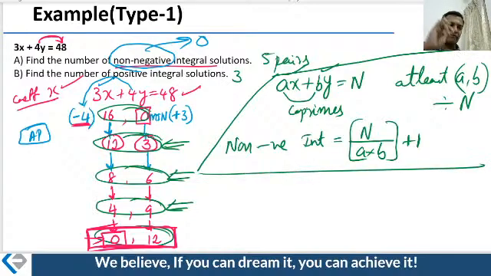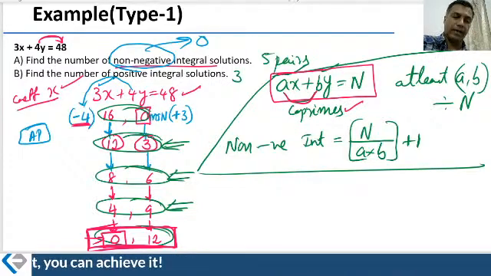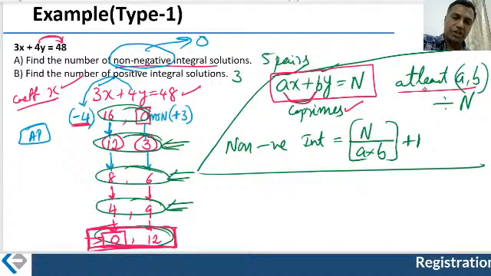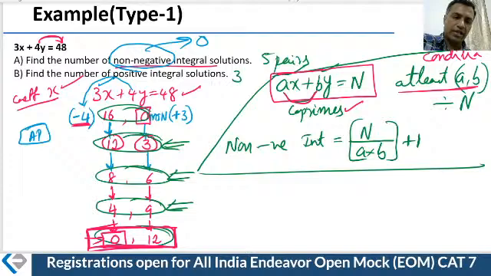I will repeat this piece of information once again. If the structure is ax plus by is equal to n, in which a and b are co-primes, then the condition is that at least one among a and b divides n. Then the number of non-negative integral solutions is given by n divided by a into b, quotient, plus 1. It is given by this.